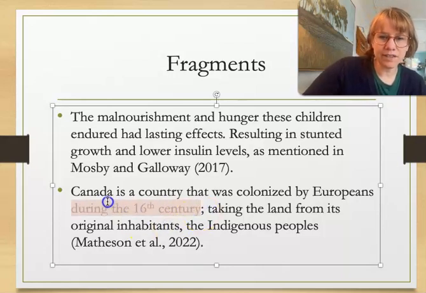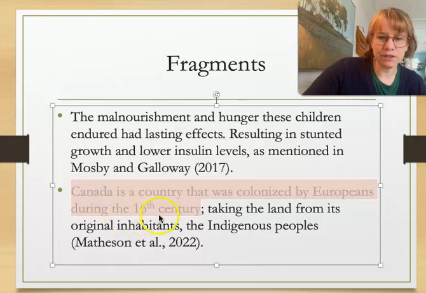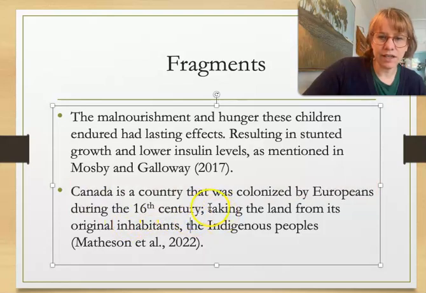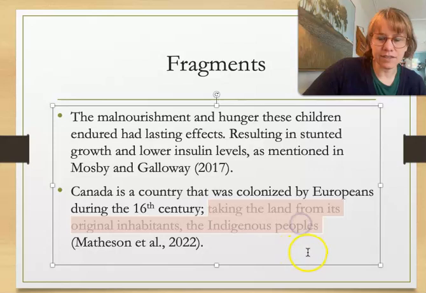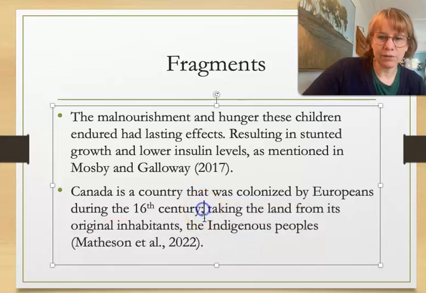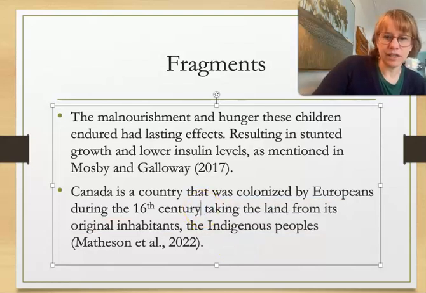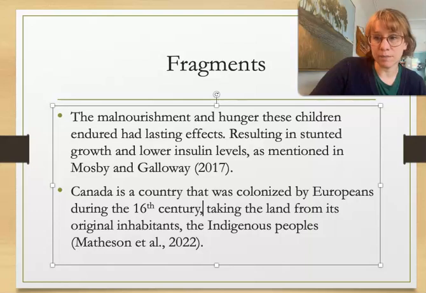So this one, Canada is a country that was colonized by Europeans during the 16th century. And then this half of the sentence is a fragment. So taking the land from its original inhabitants, the indigenous peoples. So again, here you are just needing a comma, not a semicolon.